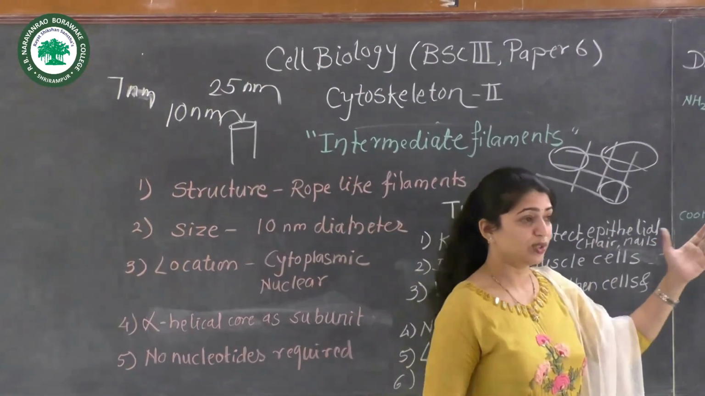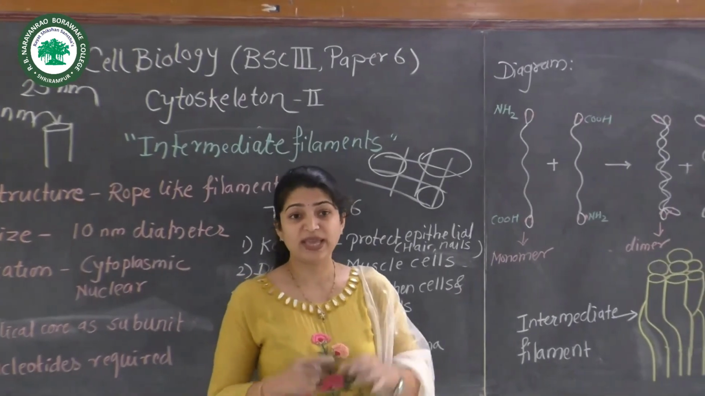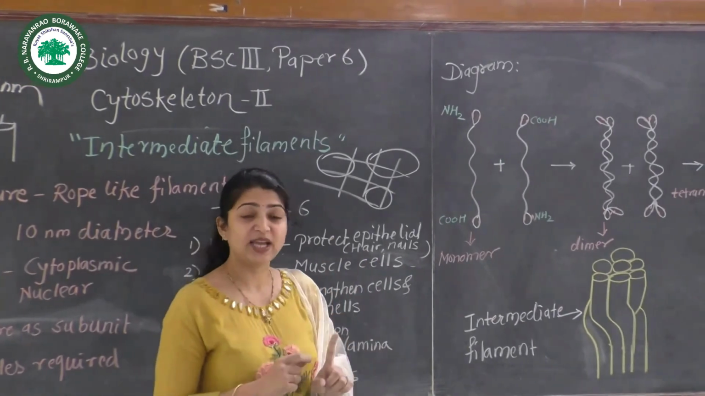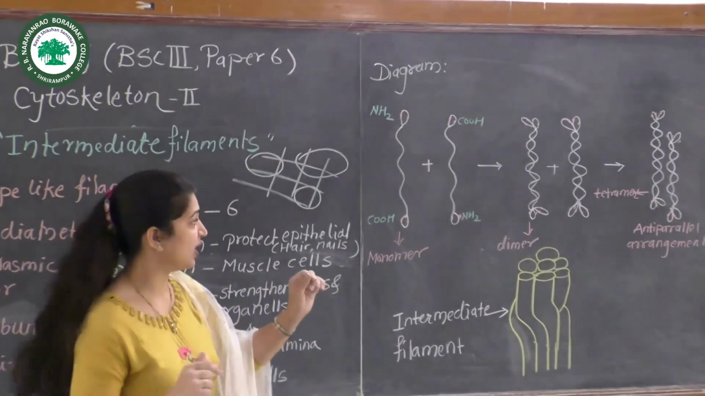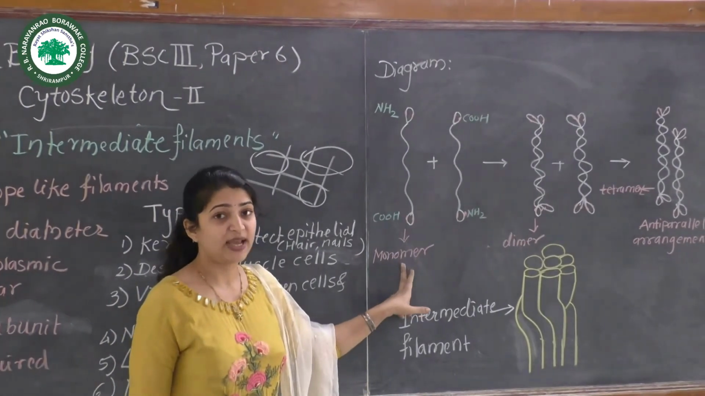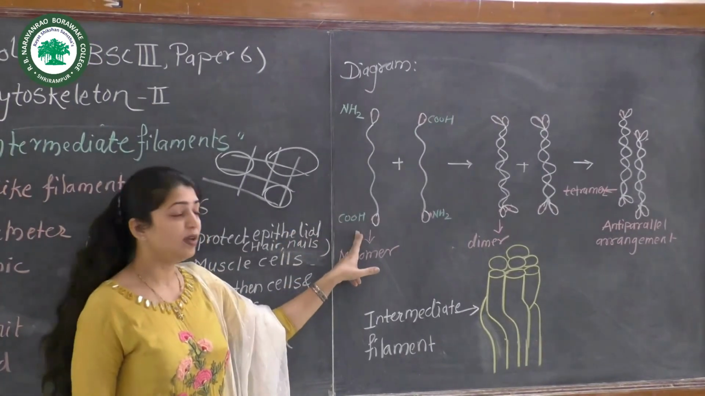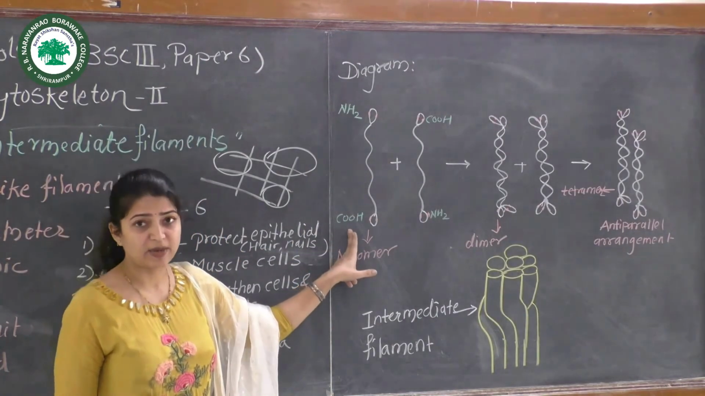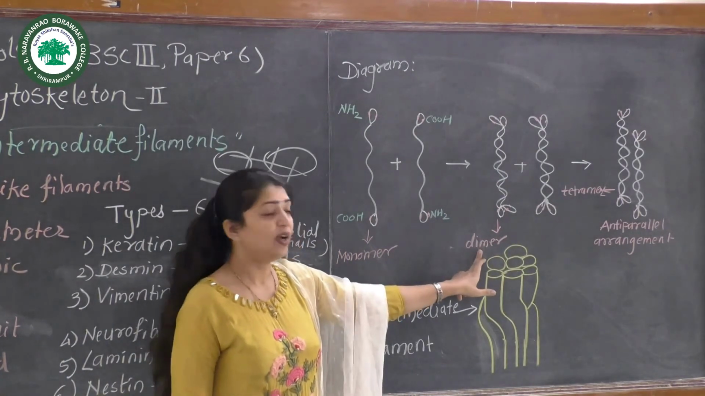I told you earlier that it forms a helical core. Helical strands of the intermediate filament are produced. From a single filament there is polymerization of different filaments, and then there is formation of a rope-like structure. Here, first the monomers are formed. Alpha helical monomers are formed, which have an N terminus and a C terminus. The N terminus is NH2, that is amino, and the other end is carboxylic. This single helical structure then forms the dimer.